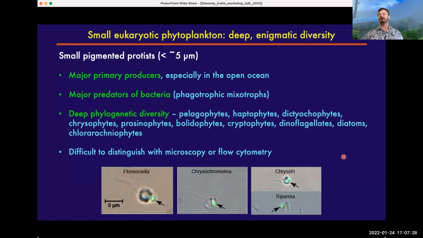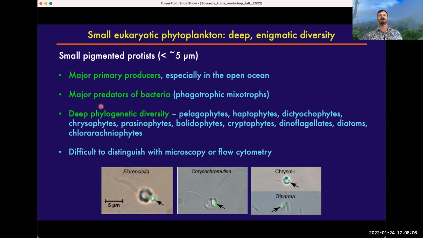So we're going to be focusing on the small eukaryotic phytoplankton. And by small, I'm talking about stuff that's roughly 5 microns or less in diameter. There are some things we know about these organisms. We know that they can be major primary producers. Especially in the open ocean, oligotrophic areas, often this small size range of eukaryotes are doing most of the primary production, or in regions where Prochlorococcus is dominant, they would usually be the second most important.